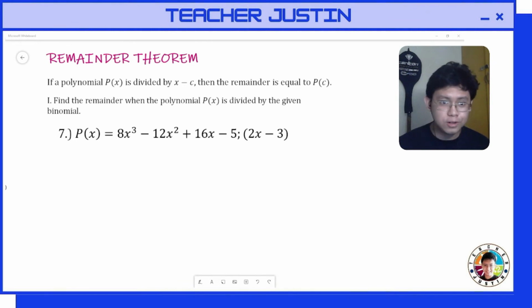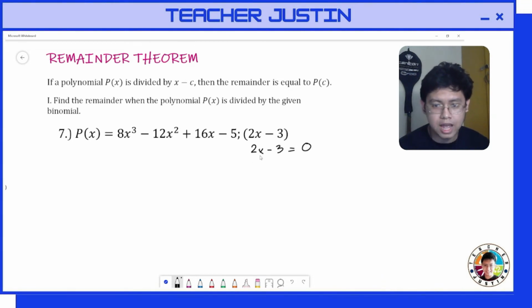So, in order for us to find the remainder of these two polynomials, our first step is for us to equate our binomial 2x minus 3 to 0. So we will have 2x minus 3 is equal to 0. Then solve for the value of x.